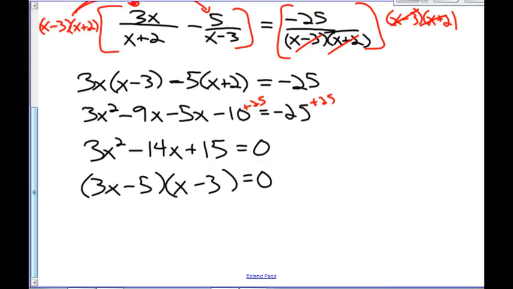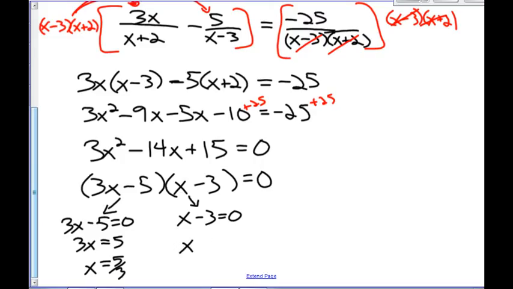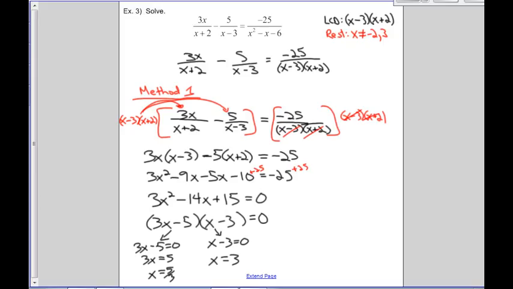Okay, there it is in factored form. It tells us that 3x minus 5 is 0, or 3x equals 5, or x equals 5/3. The other solution is x minus 3 equals 0, or x equals 3. So it looks like we're done, but we have to double check against the restrictions. Notice in the first step up there, we said x could not be 3. So we need to cross out that solution. That's not actually part of the solution set, only the 5/3.